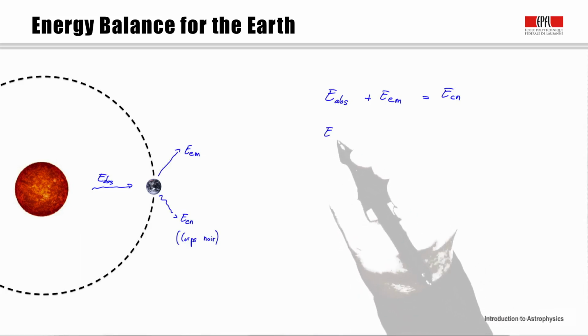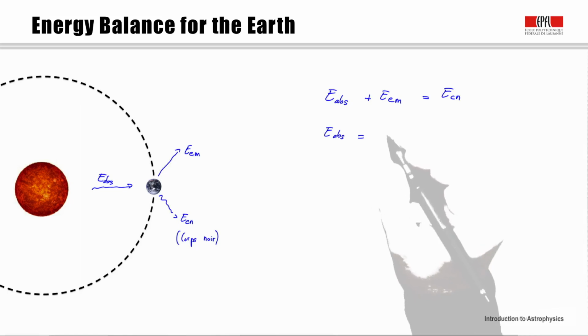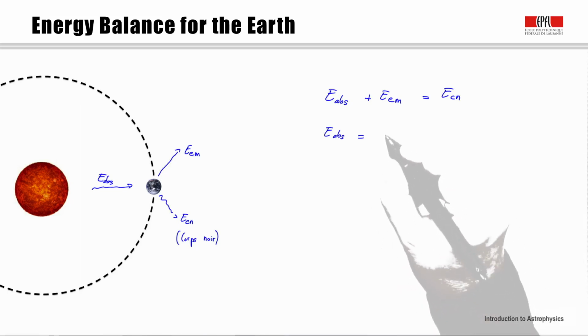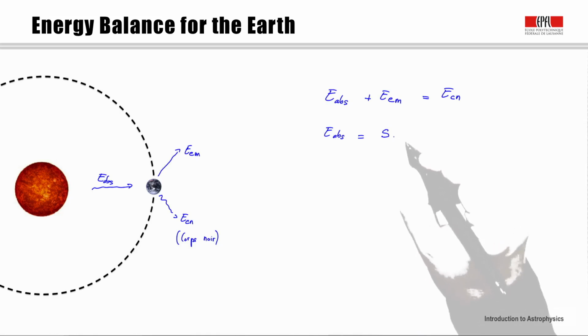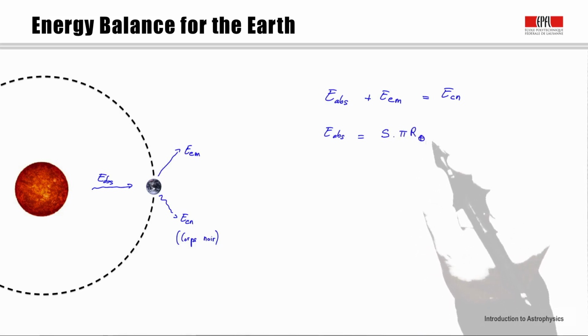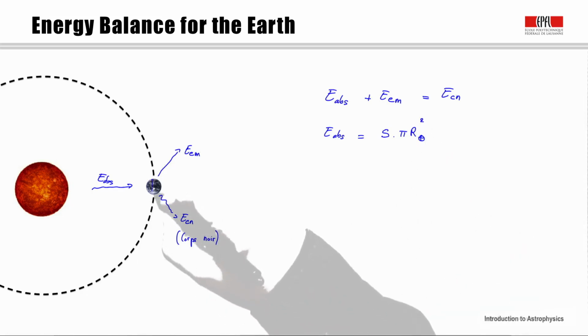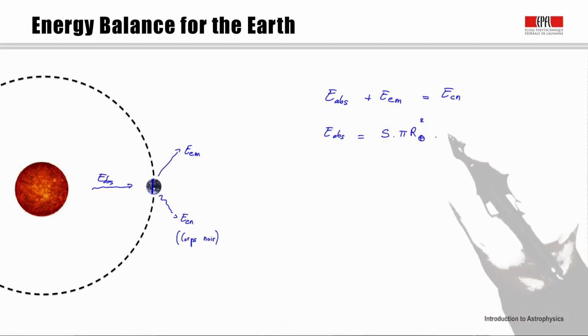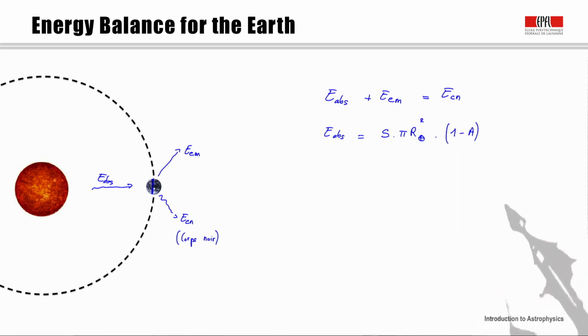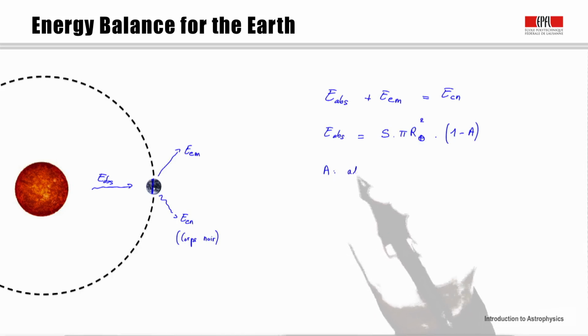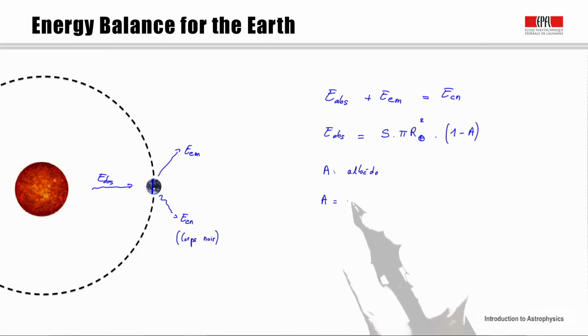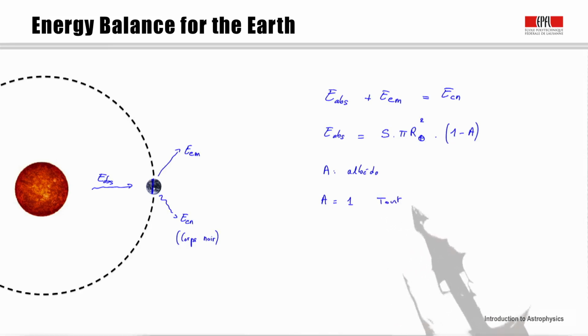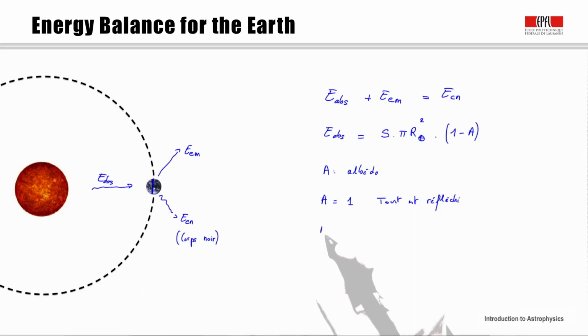We rewrite the absorbed energy as a function of the solar constant. It is equal to the solar constant times the Earth's cross-section. It is the energy received on Earth. The Earth's cross-section is pi r². Obviously, only a part of the light is absorbed, and the rest is reflected. We express this with the factor 1 minus A, where A is called the albedo. If A equals 1, then all the radiation is reflected. And if A equals 0, all of it is absorbed. For the Earth, A equals 0.3.